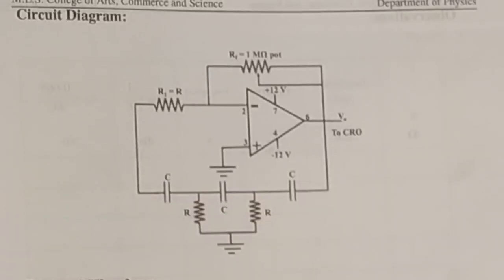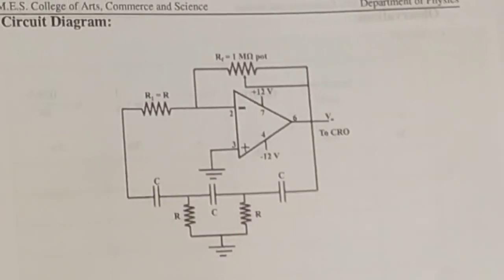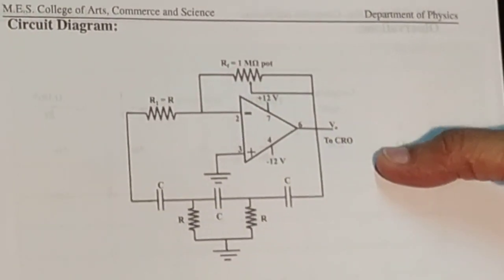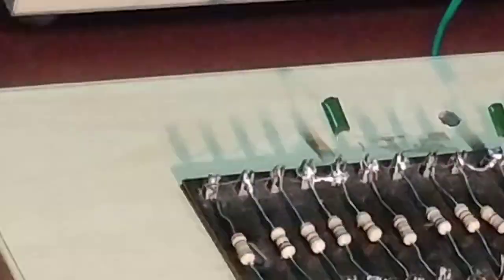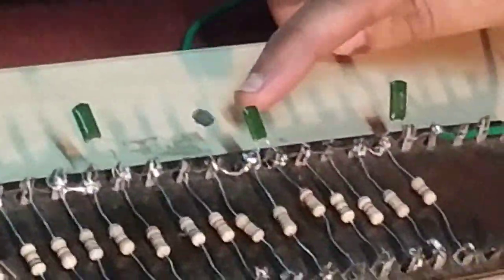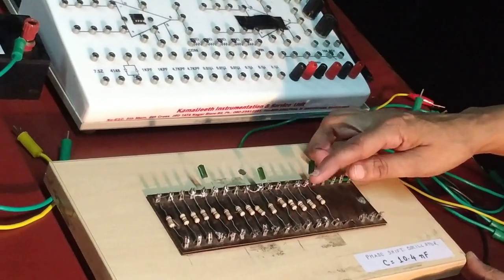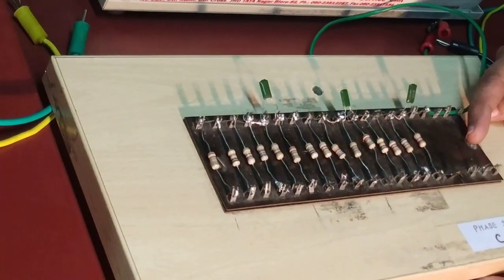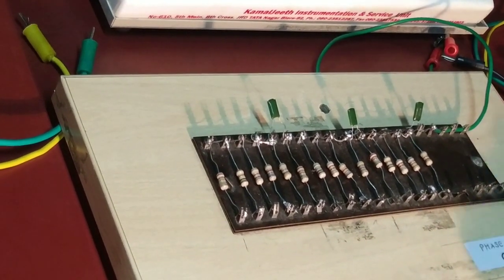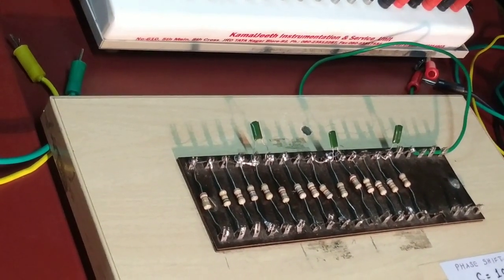The circuit diagram that's given in the manual is shown here. I will now rig up the circuit as shown. Before we rig up the circuit, this is the groove board on which the 3 capacitors, which are identical in value, are soldered, and there are 5 different values of resistors in 3 sets that are soldered on the groove board. Before we start the experiment, we have to know the values of the resistors.